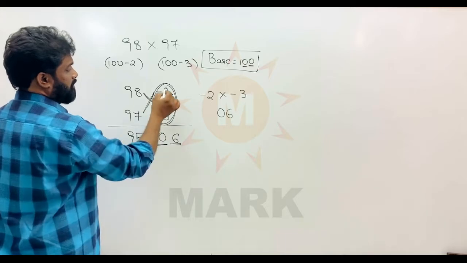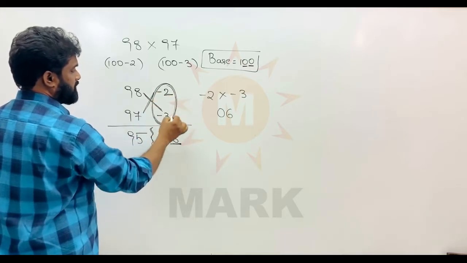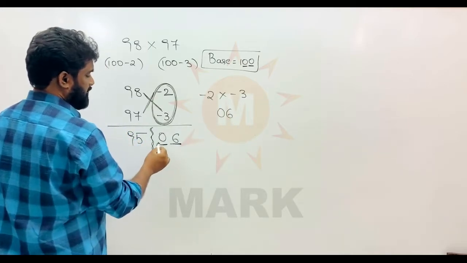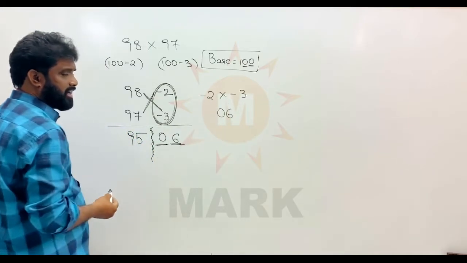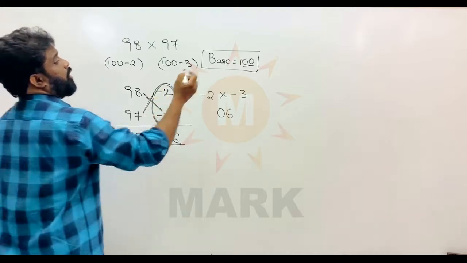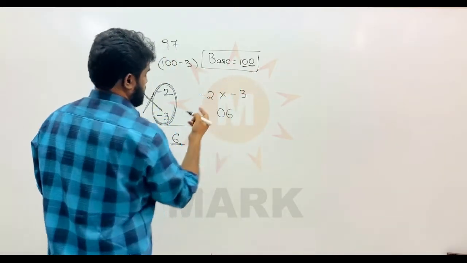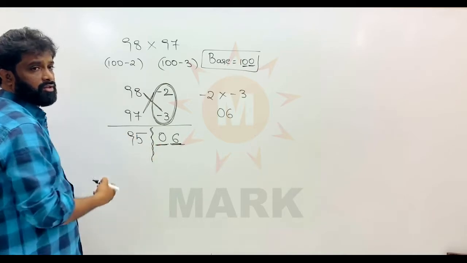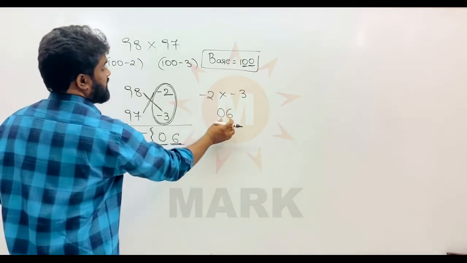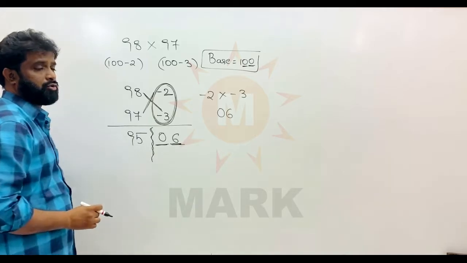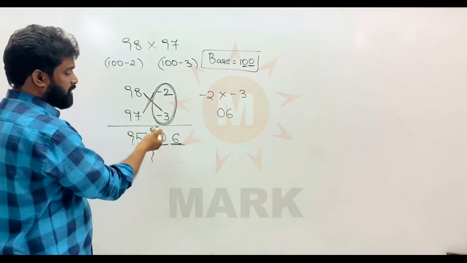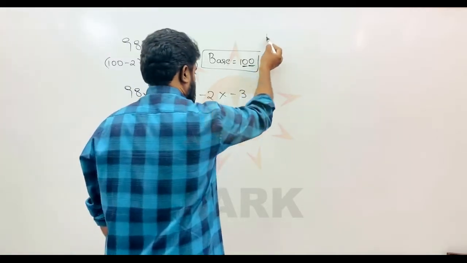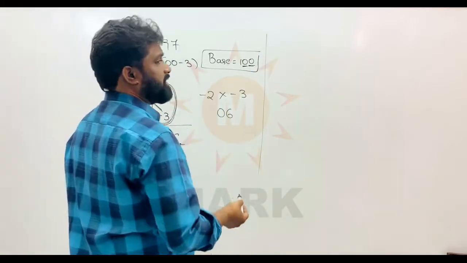Now what is the right side part? The product of these two numbers. -2 into -3, what is it? 6. But how many slots do you have to make ready before doing all these things? How many zeros are there in your base number? That many slots you have to make ready. So take that number and adjust it in the two places. If no numbers are there, you can put 0 on the left so that all the digits are satisfied. Okay.